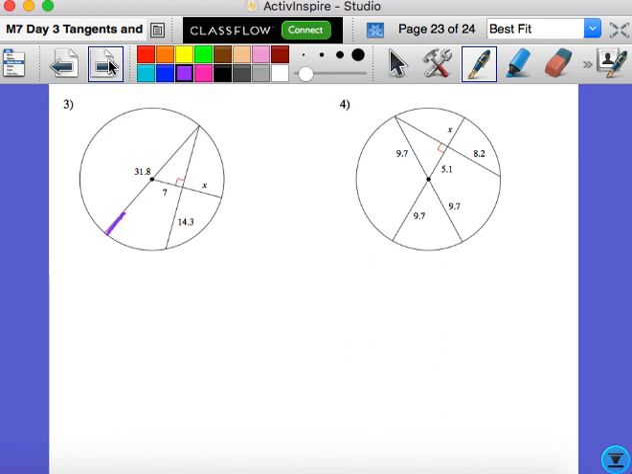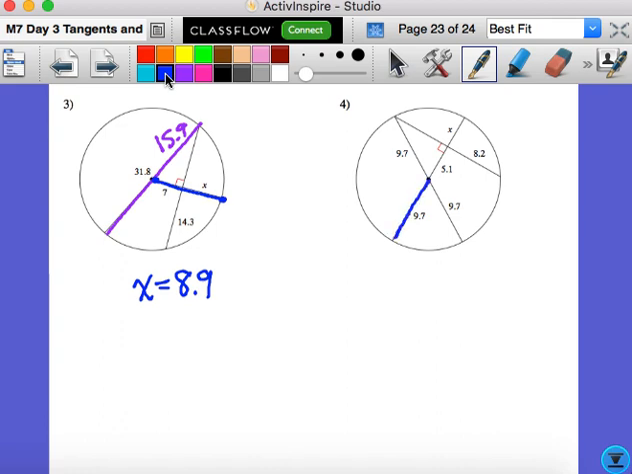Next few questions, take a look closely at what you have. We know that the diameter is 31.8. So if I divide that by 2, that tells me that my radius is 15.9, which means the distance from here to here should be 15.9. So if I subtract that 7, x is 8.9. Number 4 is very similar, so give that one a try on your own and then double check.